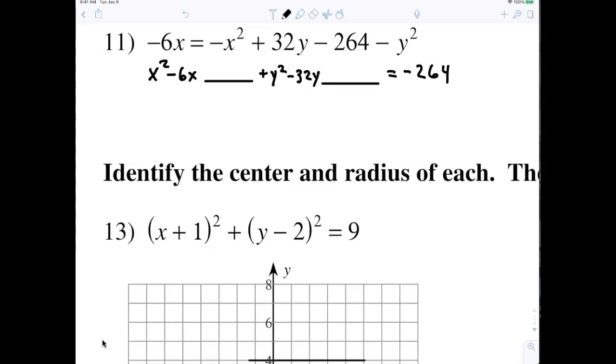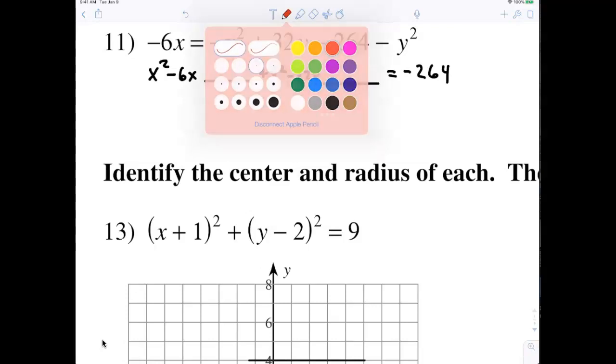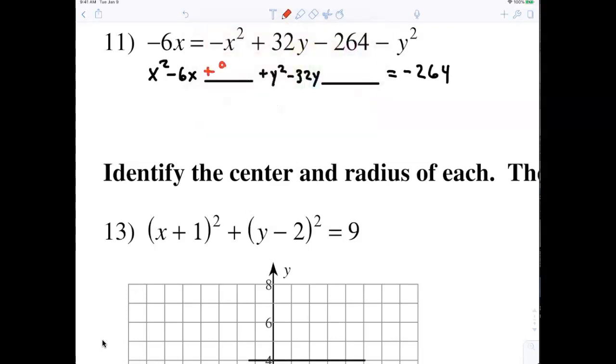Anybody have any questions with why I'm adding 9? Again, for those of you, you're just taking half of the middle term and squaring it. Why are you adding 9? Like, I get the negative 6, so you take negative 6 over 2. I take half of 6, and then I square it. Okay. All right? So then you ended up with plus 9.